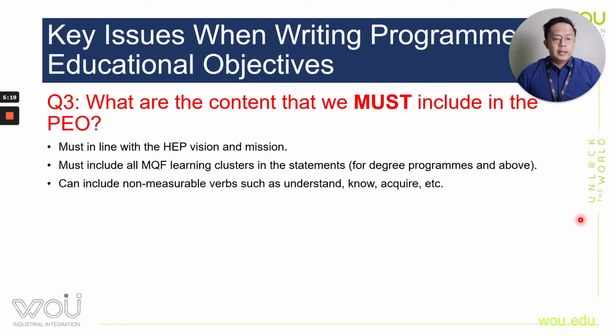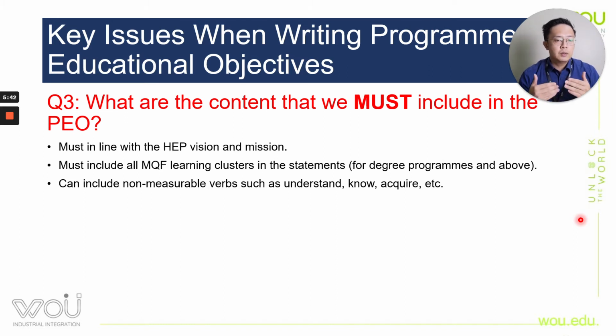Then the third question that people normally ask is, what is the content that we must include in the PO? Okay, so first thing, when you design your PO it must align with your HEP. HEP means the higher education provider's vision and mission, which means it must be aligned with your university vision and mission statement.